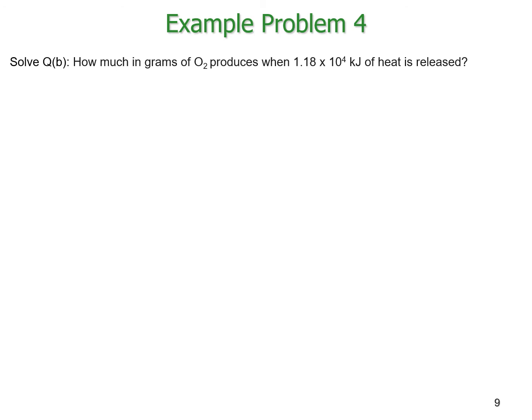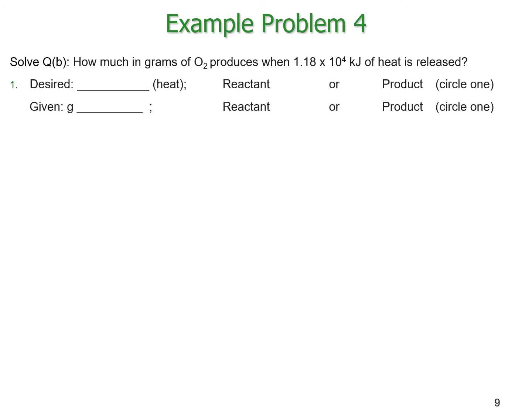All right, now let's look at the second question. How much in grams of O2 is produced when 1.18 times 10 to the 4th kilojoules of heat is released? All right, first step, collect the information. We only have one piece of information, that amount of kilojoules. So we report 1.18 times 10 to the 4th kilojoules. Sorry, I forgot kilojoules as a unit in this slide.